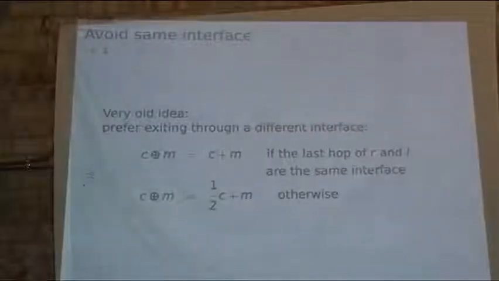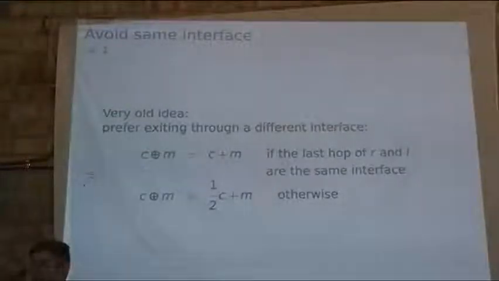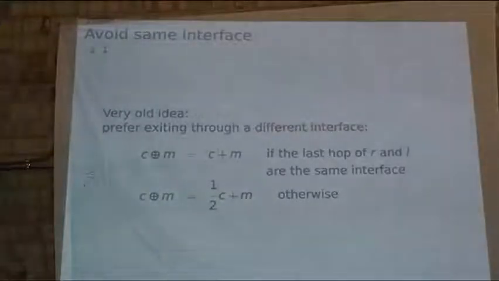So first idea, choose a different interface. Now you can do that in the route selection procedure. You can hardwire it in your routing protocol, and it's, I think, mostly a choice of taste, whether you want to hardwire things in the algorithms or whether you prefer to encode them in the metric. I'm finding it easier to work with the metrics.